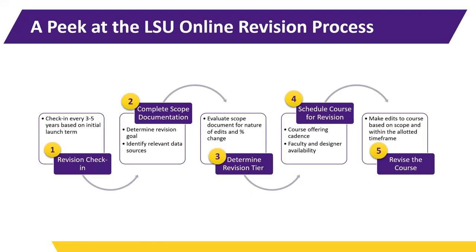So from there, we want to schedule the course for revision. So we want to look at the course offering cadence. We want to understand the faculty availability and the designer availability as to when we'll be able to set that schedule to revise the course. And then once that schedule begins, we make the edits to the course within the allotted time frame. And then once those edits are complete, we start that check-in process, that calendar every 3 years to start over, and we'll check in again.